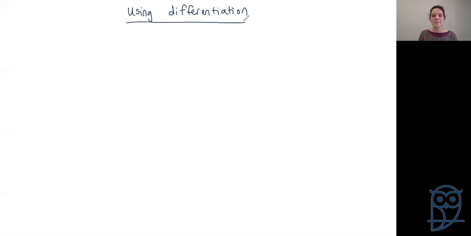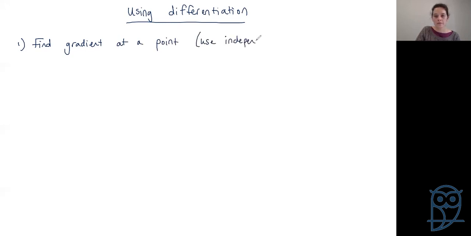First thing, remember how we said that the gradient of a curve depends on the shape of the curve and the value of the independent variable. So we differentiate, we get ourselves this beautiful gradient function. First thing we need to be able to do is find the gradient at a particular point on the curve. So one thing we can do is find the gradient at a point. We're going to use the independent variable in order to get this value.